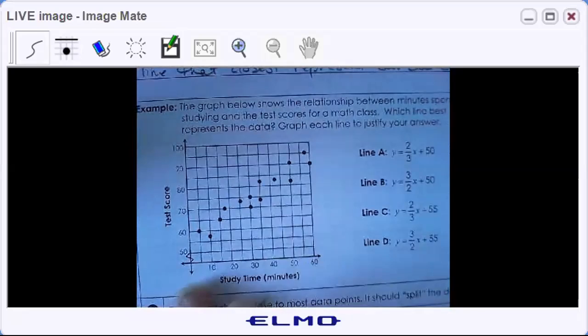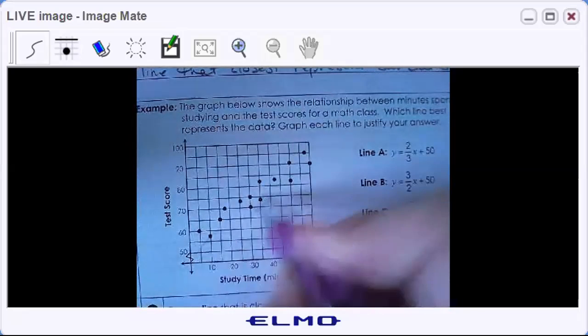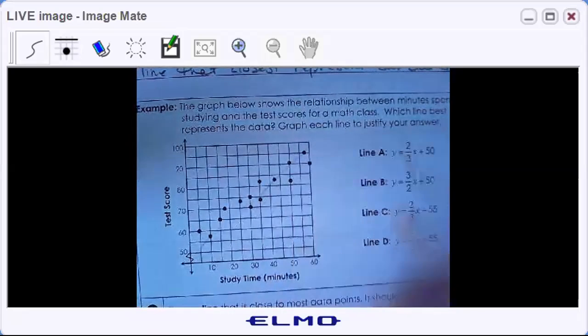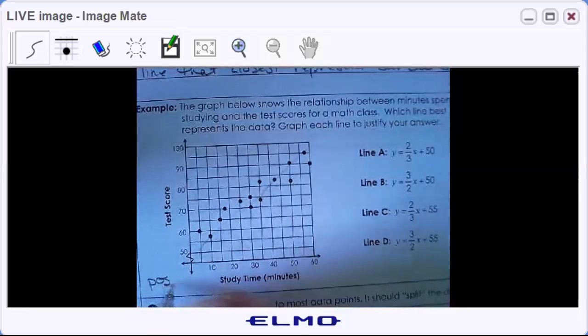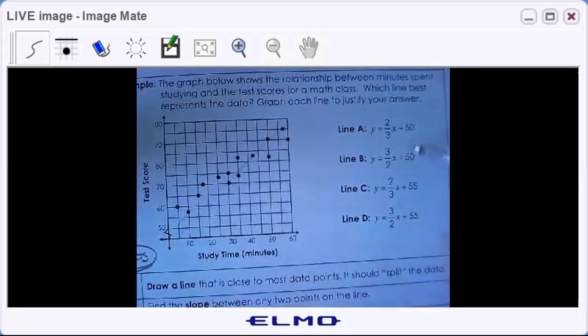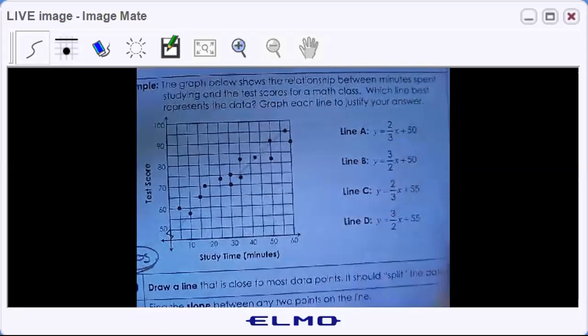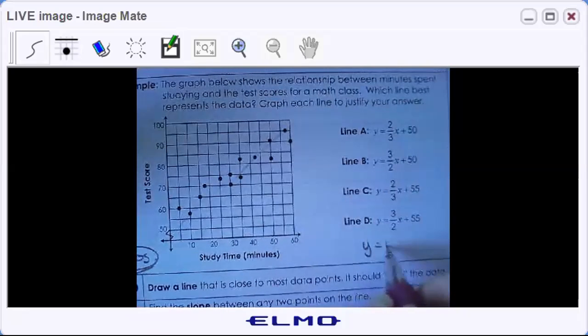Is this heading uphill or downhill? Well, if I look, it's pretty much headed uphill. This has a positive correlation. Okay. Now, if you look over here, all our equations are written in slope-intercept form, y equals mx plus b. And the part we want to look at right now is m, the slope.